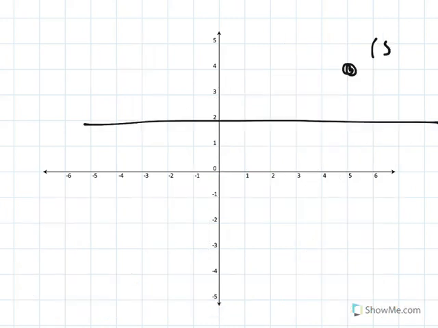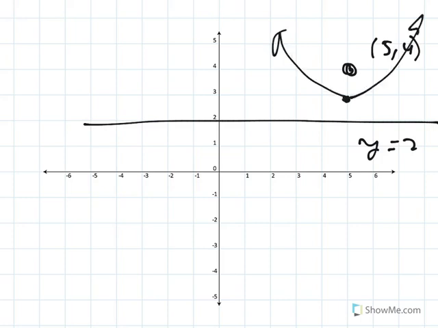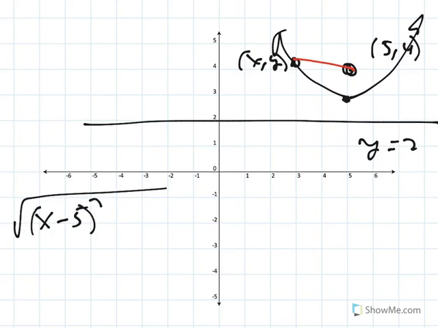Here's one where the focus is 5, 4, and the directrix is y equals 2. You don't really need to know, even though the vertex is over here at 5, 3, but let's say we don't even know that. You don't need it. We could just draw this kind of generic parabola, put a point anywhere on it, call it xy. This distance is the square root of x minus 5 squared plus y minus 4 squared. And this distance is y minus 2.